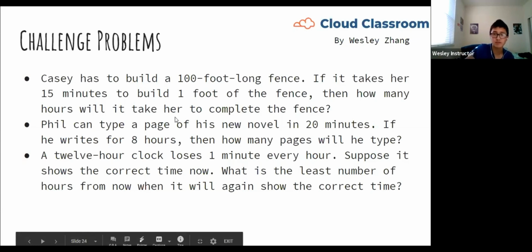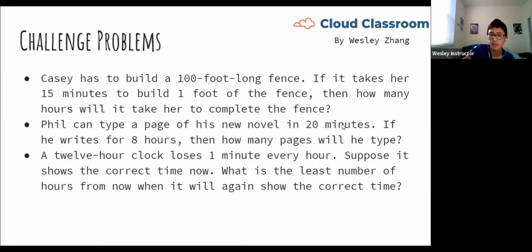Phil can type a page of his new novel in 20 minutes. If he writes for 8 hours, then how many pages will he type? So 20 minutes is 1/3 of an hour, and he types 1 page in 1/3 of an hour. So multiply that by 3, and we see the rate that he types. He types 3 pages in 1 hour. And he writes for 8 hours. So we just multiply 3 by 8. And so we find out he types 24 pages in 8 hours.